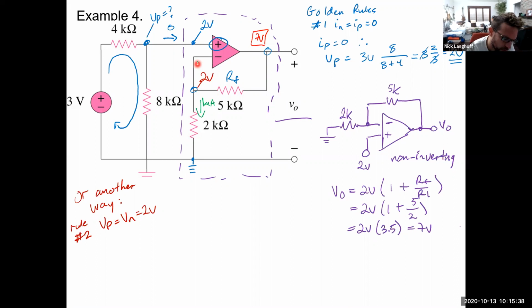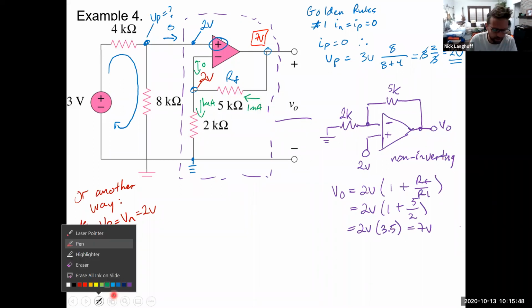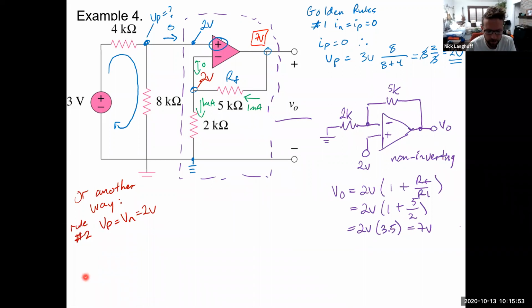There's no current into or out of the inverting terminal. So then there must be 1 milliamp of current flowing through here, across a feedback resistor of 5 kilo ohms. 1 milliamp times 5 kilo ohms is going to give you a 5 volt drop across that feedback resistor RF, which then, if you take the 2 volts here and do a mini KVL, 2 volts plus 5 volts gets you to your 7 volts at the output.